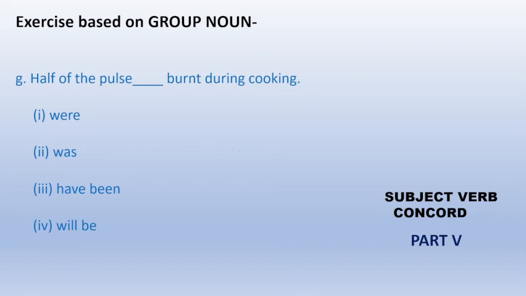Half of the pulses dash burnt during cooking. Were burnt, was burnt, have been burnt, or will be burnt? Now, half of means half of, a number of. If you are having such phrases, we place the verb according to the noun, that is, singular or plural. Here, pulse is an uncountable noun, so that is why we will place only a singular verb. So, was will be the correct answer. Half of the pulse was burnt during cooking.